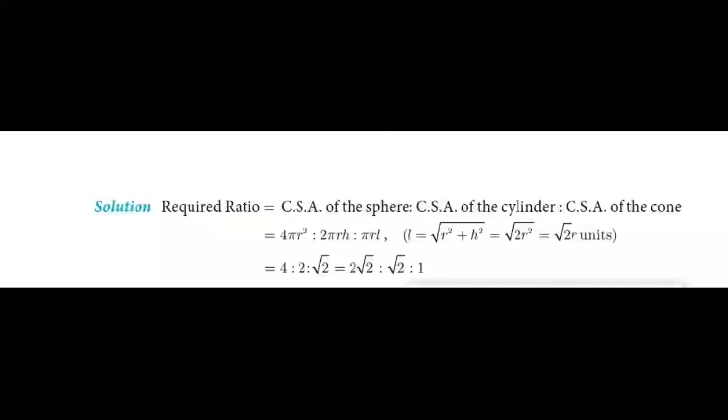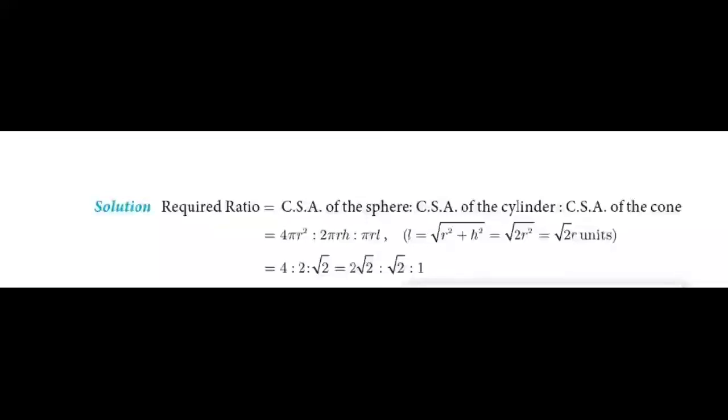Then the required ratio is CSA of the sphere is to CSA of the cylinder is to CSA of the cone. Then CSA of the cone, we know the formula πrl. First we find the slant height. Then slant height l is equal to square root of r² plus h². Since h is equal to r, l is equal to root of 2r². We get l is equal to root 2 into r units.